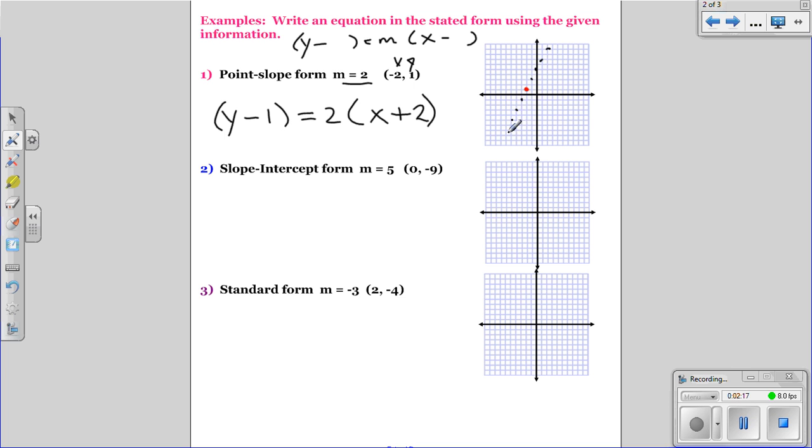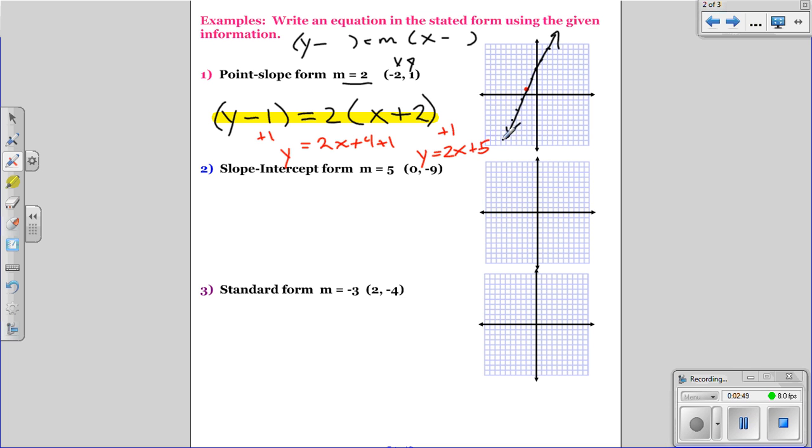So if I draw that line in, we can see that there. Now if I said, okay, let's go ahead and convert that to slope intercept form, y equals mx plus b. So let me highlight this first. Let me change the forms. I'm going to move the 1 to the other side, and then I'm going to distribute the 2. So we're going to have y equals 2x plus 4, and we're going to add that 1 to the back side. So really, it's y equals 2x plus 5.